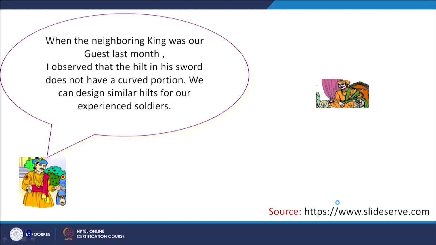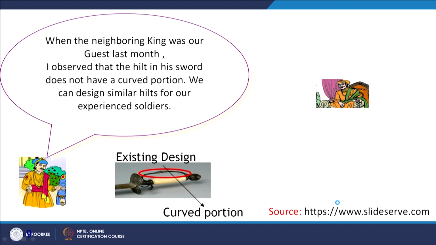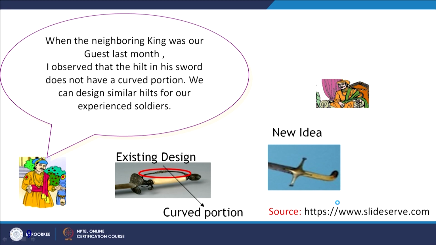I observed that the hilt in his sword does not have a curved portion. Again, the focus is on the design of the hilt, and the sword of the neighboring king did not have the curved portion in the hilt. So, we can design similar hilts for our experienced soldiers. So, this is the design. This is the curved portion, as you can see on your slide. So, this curved portion can be done away with, and we can have a new idea.